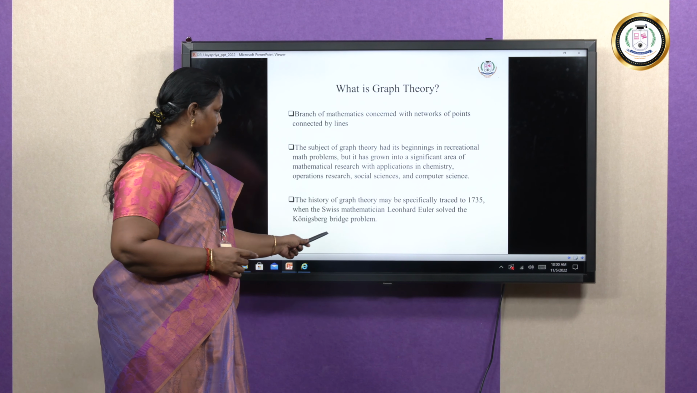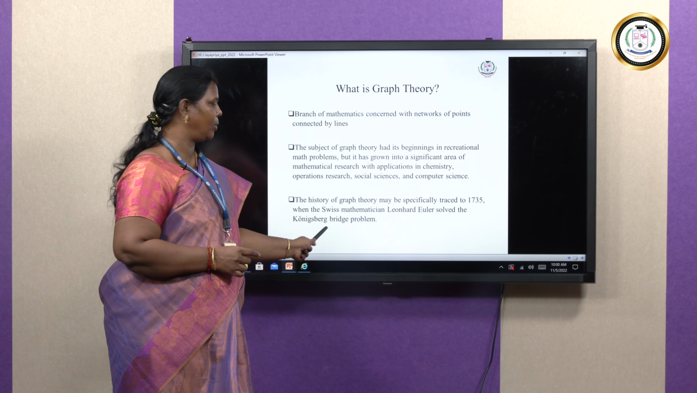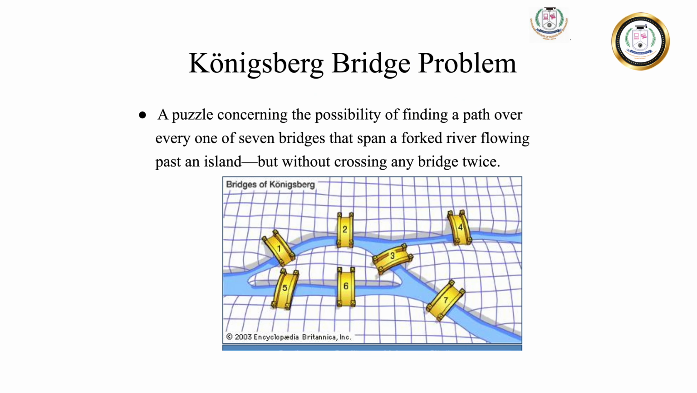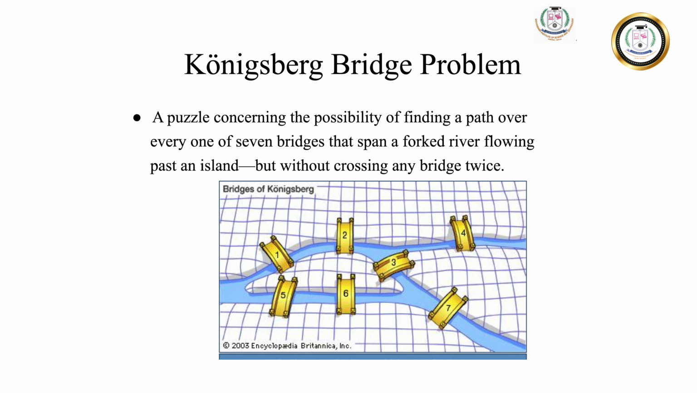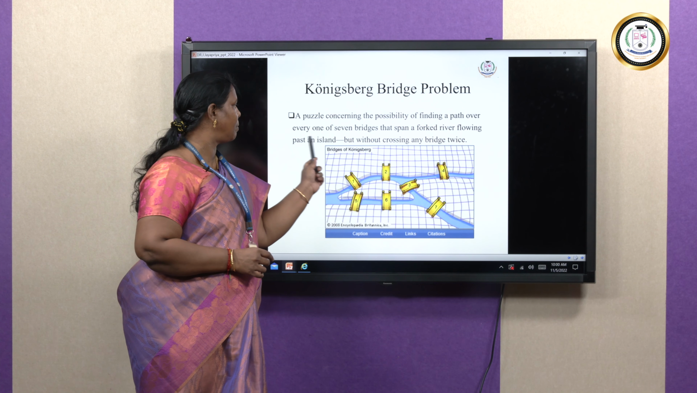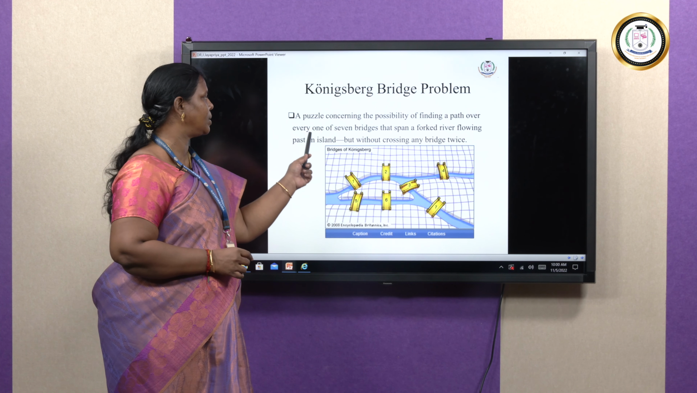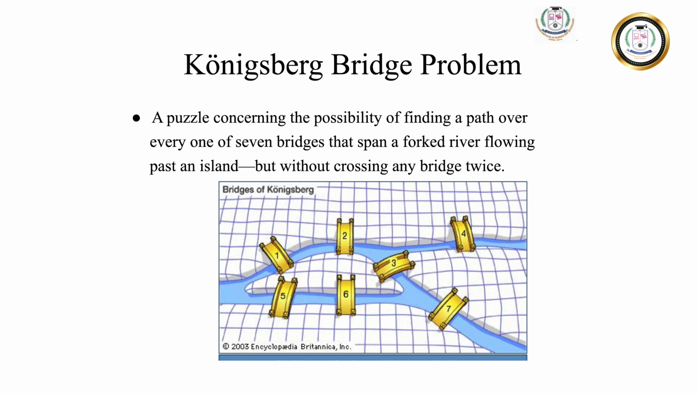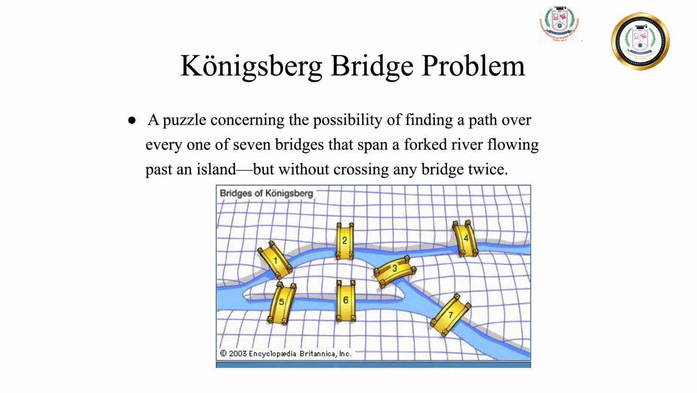It was because of the Konigsberg problem. So, what is the Konigsberg problem? Let us peep inside what is the Konigsberg bridge problem. A puzzle concerning the possibility of finding a path over every one of the 7 bridges that span a forked river flowing past an island, but without crossing any bridge twice.